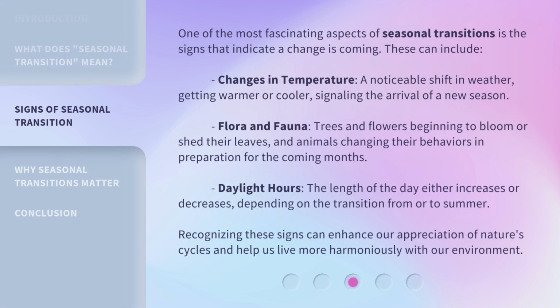One of the most fascinating aspects of seasonal transitions is the signs that indicate a change is coming. These can include changes in temperature, a noticeable shift in weather, getting warmer or cooler, signaling the arrival of a new season. Flora and fauna, trees and flowers beginning to bloom or shed their leaves, and animals changing their behaviors in preparation for the coming months.